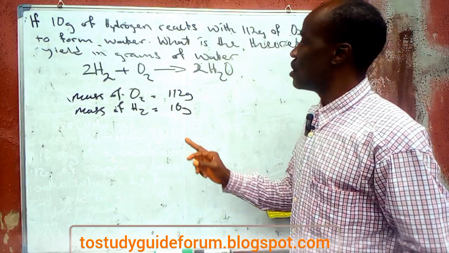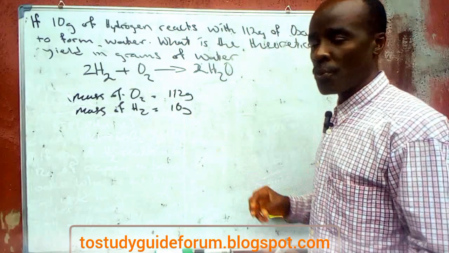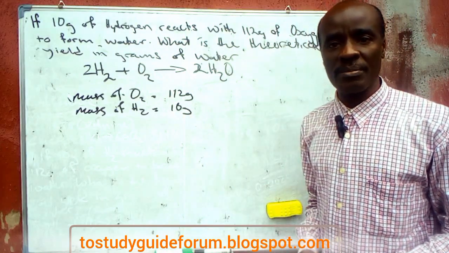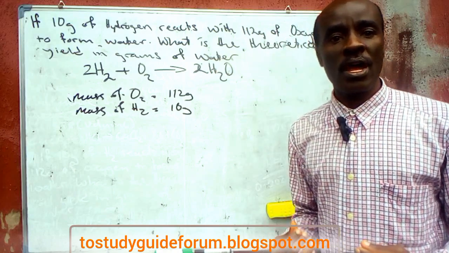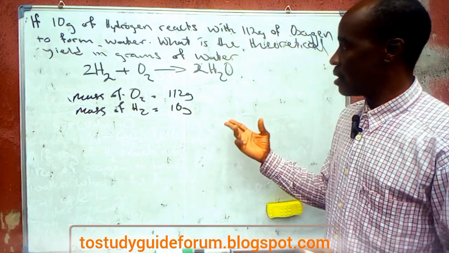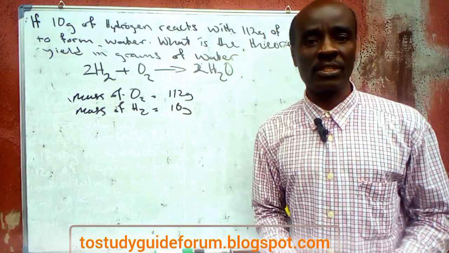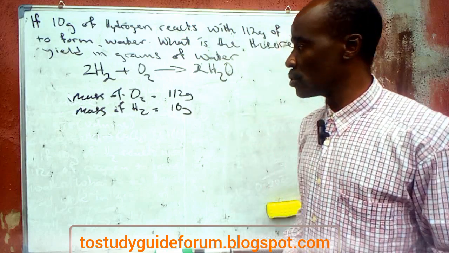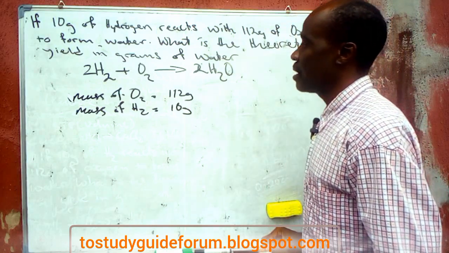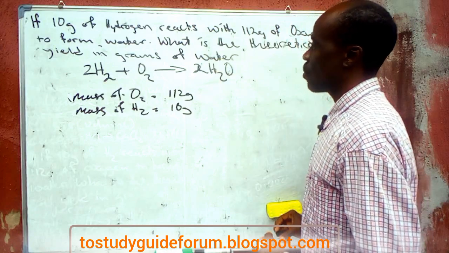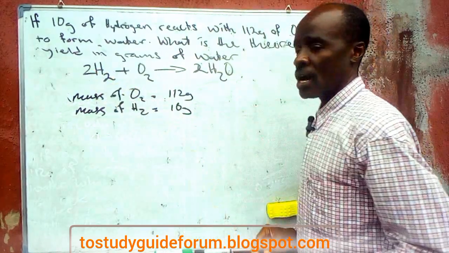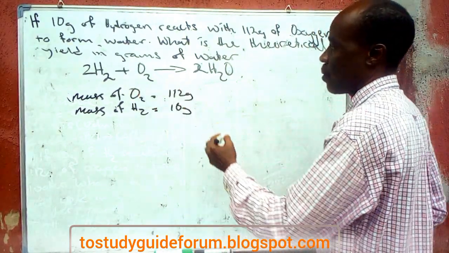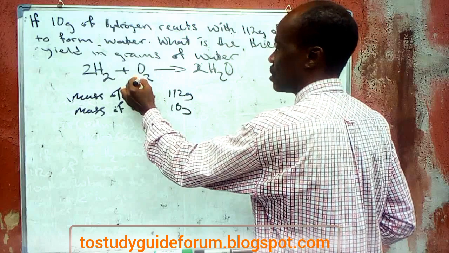To find the limiting reagent and the excess reactant, you find that the one that gives us less product is likely to be the limiting one. That means it is likely to finish before the other one, and the one that finishes first is what we know as the limiting reagent. So let's find out how much mass of water the oxygen will produce when combined with excess hydrogen.